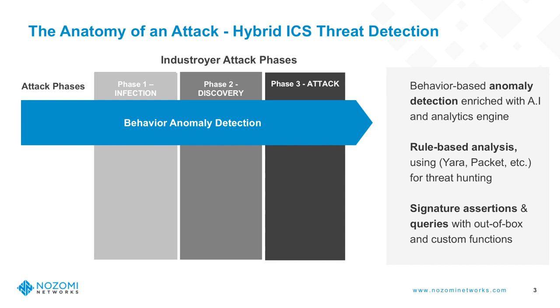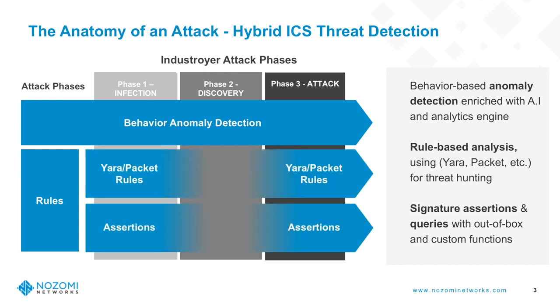In addition to behavior-based anomaly detection, we have what we call rules-based analysis. Rules-based analysis speaks to a solution's ability to support proactive threat hunting. Proactive threat hunting can be achieved in two ways: via external rules-based analysis or internal rules-based analysis. In the case of Nozomi Networks, we offer things like YARA rules and packet rules.